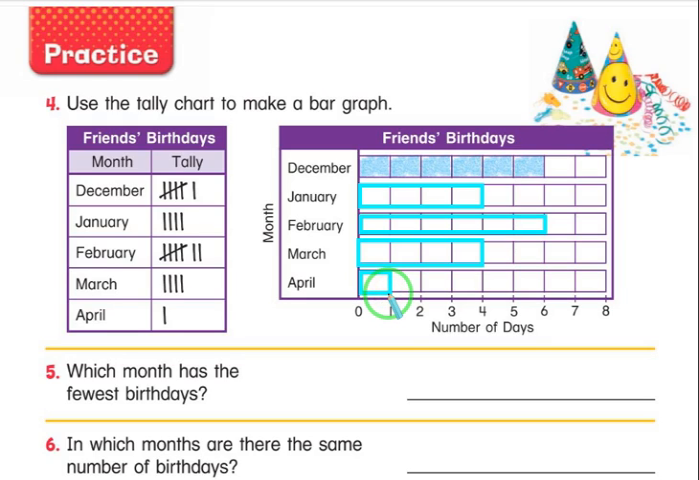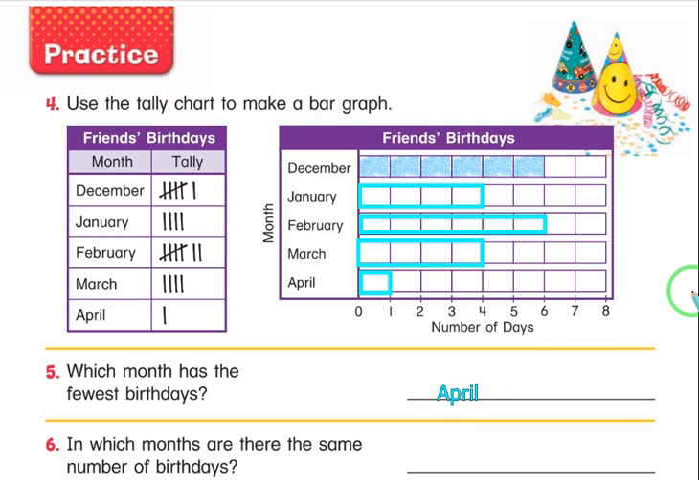Wow, that's amazing. I really like bar graphs. Do you like them? Now let's answer the questions. Which month has the fewest, the least, the fewest birthdays? So we have April. So here we have to write April. And once again, don't forget to capitalize the A. When we write the months we have to capitalize the first letter.